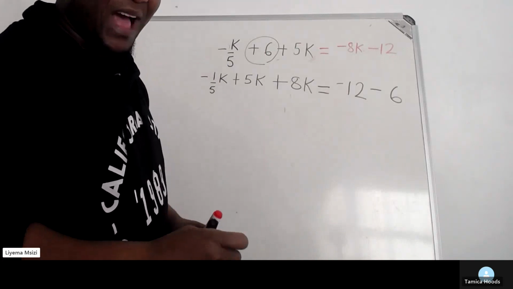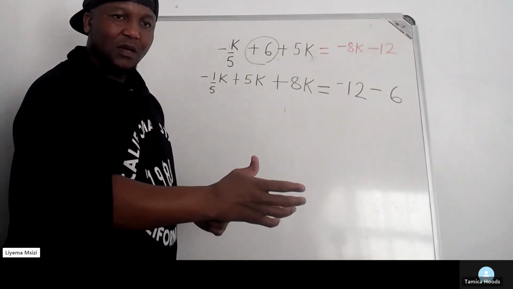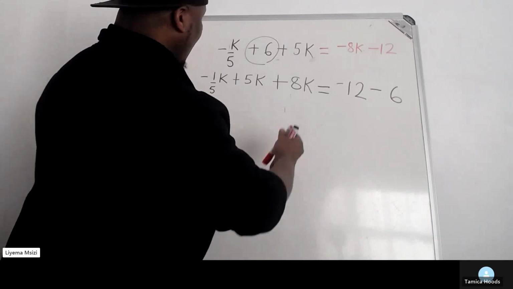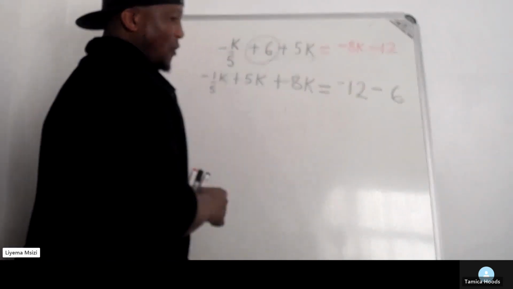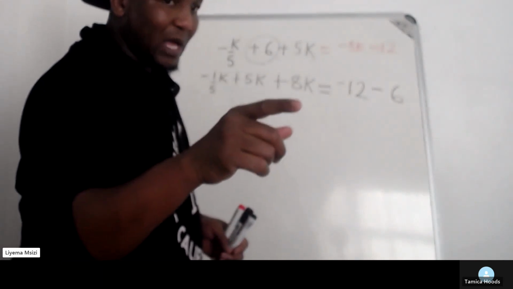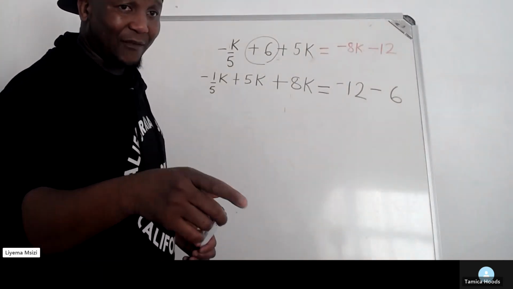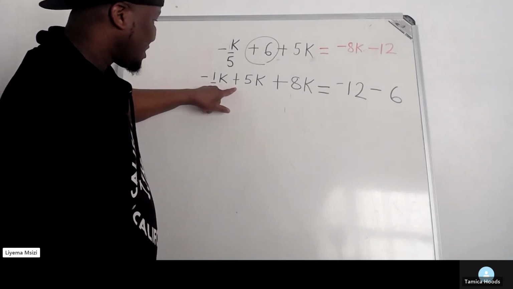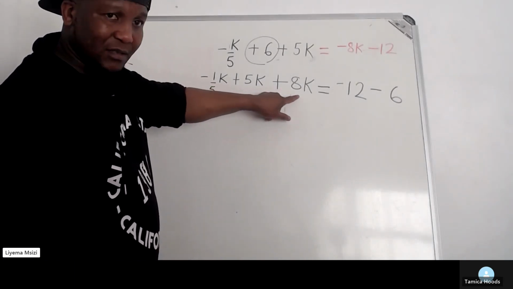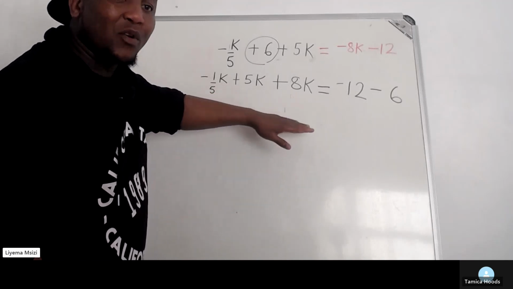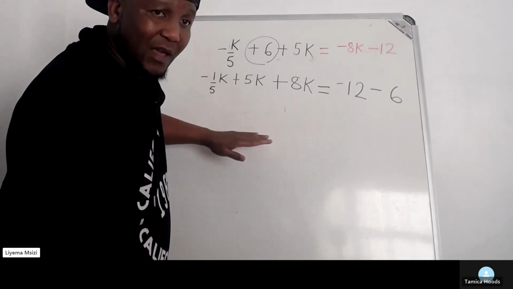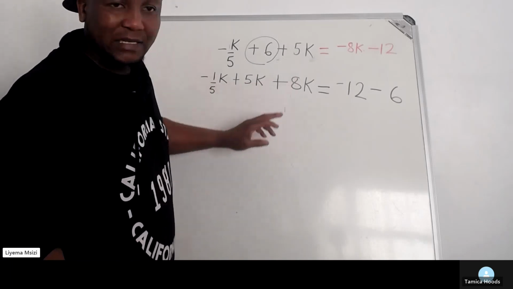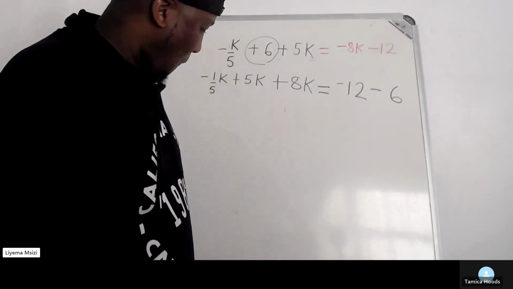So now we have separate numbers and letters. What we are left with is to put these together. So now we're gonna use your app, okay? Not the calculator you have. So you're gonna say negative 1/5 plus 5 plus 8. Don't worry about the K, because all of them have a K. So negative 1/5 plus 5 plus 8. And then give me the answer.